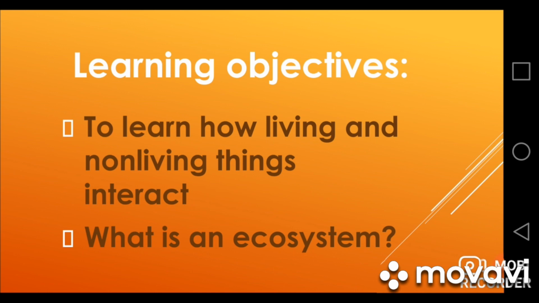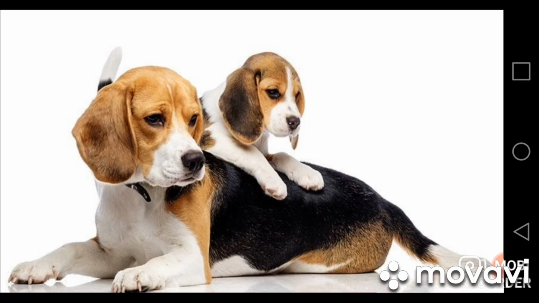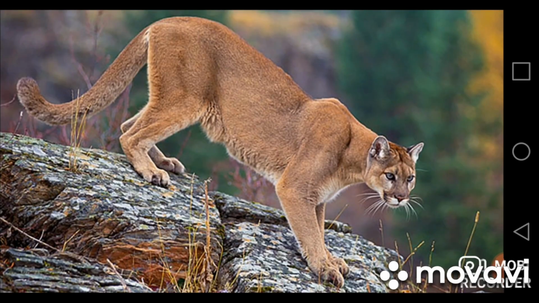Our learning objectives for today are to learn how living and non-living things interact and what is an ecosystem. First of all, I will show you some pictures and you will tell me either these things are living or non-living. In this picture you can see a cat and a kitten. A cat and a kitten are the living things. A dog and a puppy, they are also living things. A mountain lion is also a living thing.